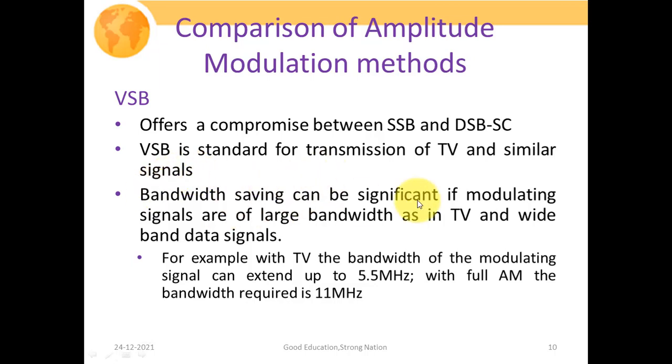Bandwidth saving can be significant if the modulating signals are of large bandwidth, as in the case of TV, where the bandwidth requirement is in megahertz, and wideband data signals. For example, with TV, the bandwidth of the modulating signal can extend up to 5.5 megahertz, and with full AM the bandwidth required is 11 megahertz. If in this case we suppress the sideband, then we can substantially save bandwidth of around 3 or 4 megahertz.